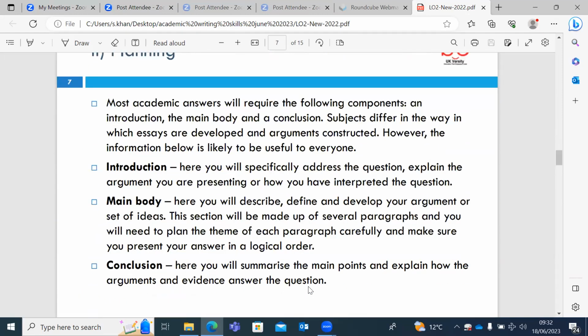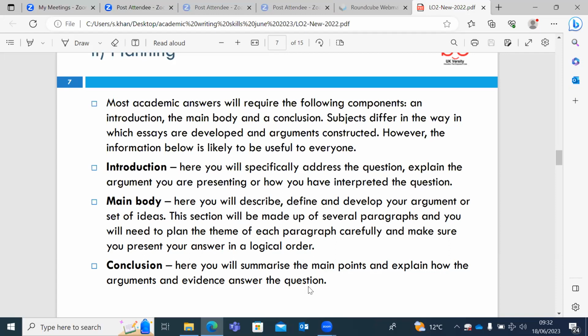Planning, number 2. Most academic answers will require the following components: an introduction, the main body, and a conclusion. Subjects differ in the way in which essays are developed and arguments constructed. However, the information below is likely to be useful to everyone. So you need to start off with an introduction. Here you will specifically address the question, explain the argument you are presenting, or how you have interpreted the question.